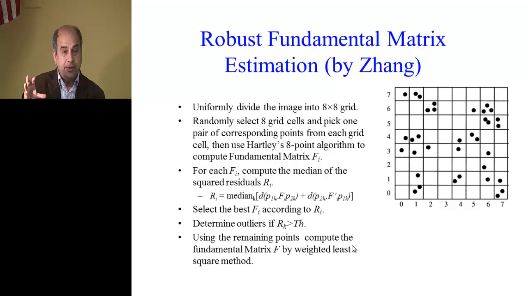And the question is, which 8 points? That's why it's dividing 8 by 8 and selecting randomly. And it turns out this estimation is much better than if you use only the 8-point algorithm. Okay? So that is basically the fundamental matrix computation and also the derivation.